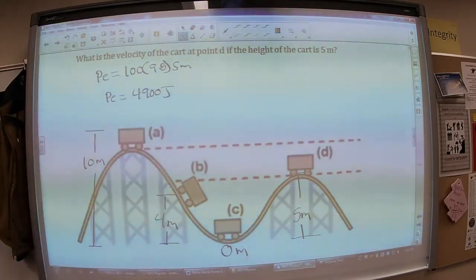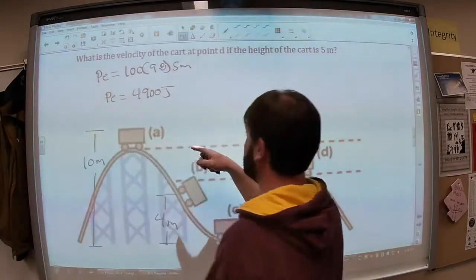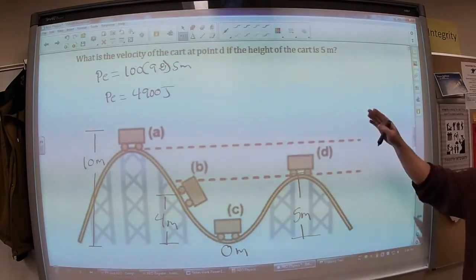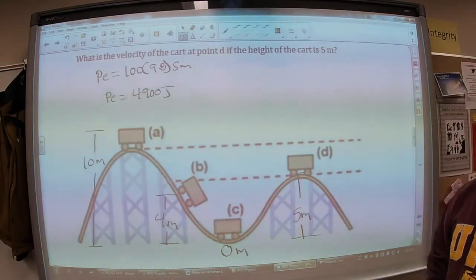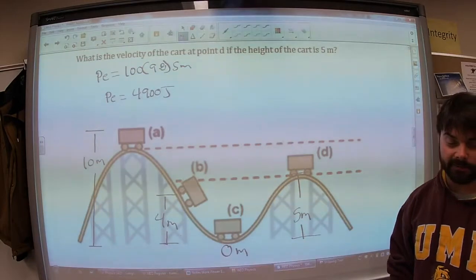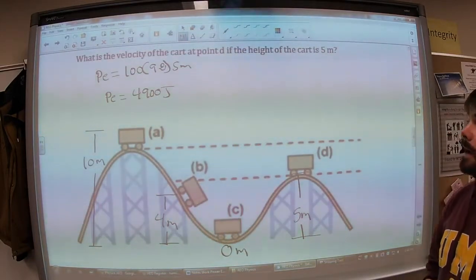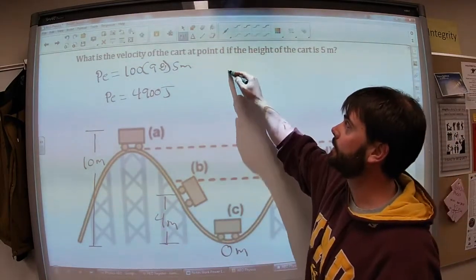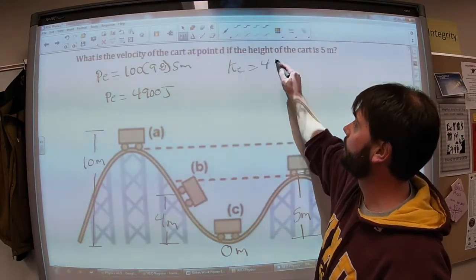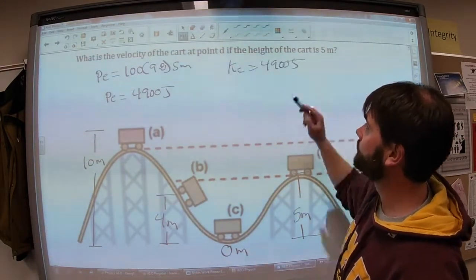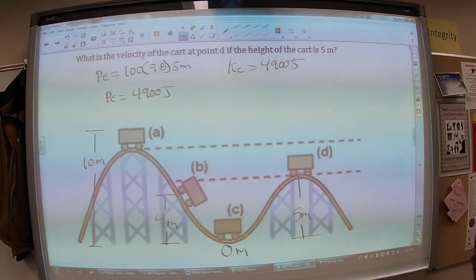Now, since the height left to fall is the same as what has already fallen, and the 4,900 is exactly half of the 9,800 that we started with, I also know that the kinetic energy here is going to be equal to the same thing. It's going to be equal to 4,900 joules. So how does this help me find the velocity?